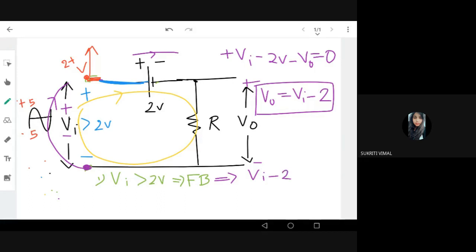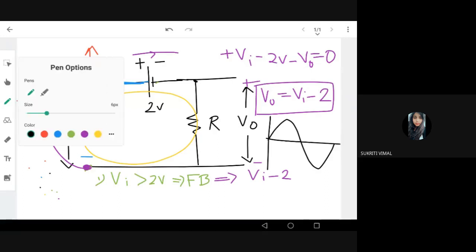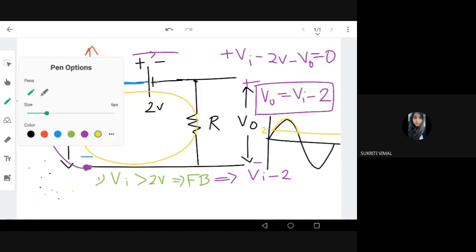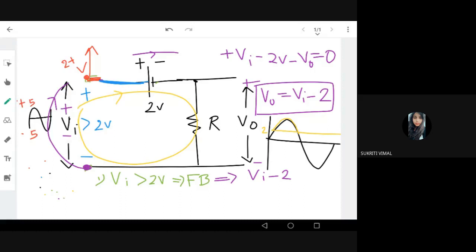Now let's see how it looks. For example, this is my input. We are talking about the condition when my input voltage is greater than 2 volts. See, if this is 2 volt, we are talking about this area. My output will be this voltage minus 2 volt, so my output will be something like this. At this point my output will start. I'm drawing the output now, something like this.